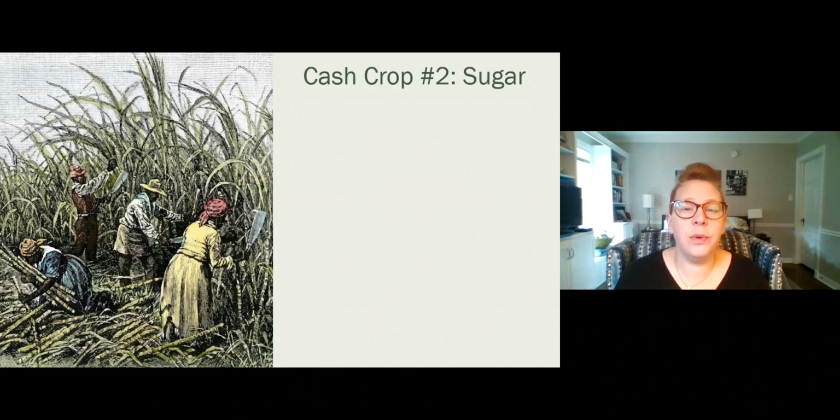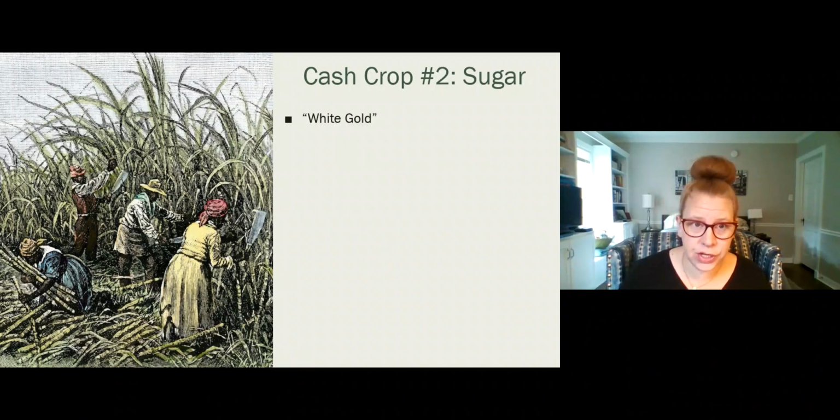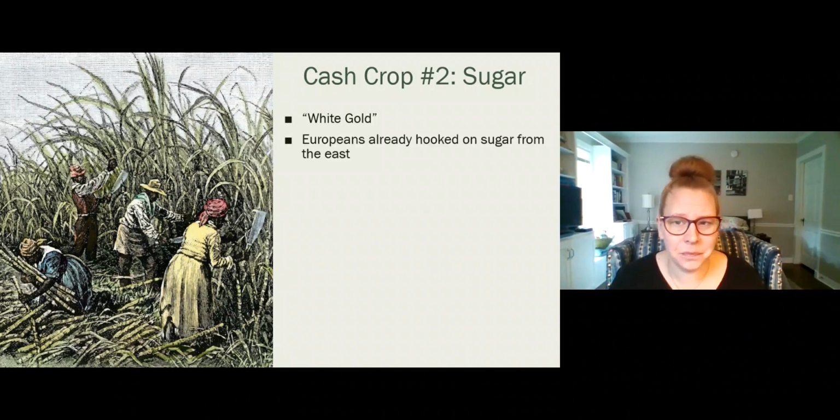The second really important cash crop early on in the slave system was sugar, okay? So sugar is not an American plant. Sugar is actually from Asia. So the Europeans already had some experience with sugar. They loved it, but it was relatively rare. It wasn't easy to get because you had to ship it all the way from, like, Southeast Asia. That was really hard. It was so expensive and so sought after. It was called white gold.